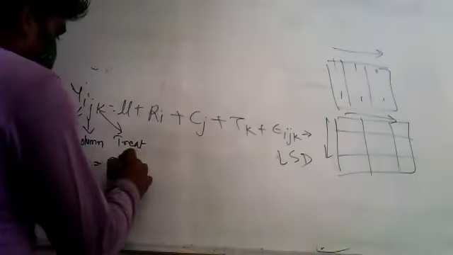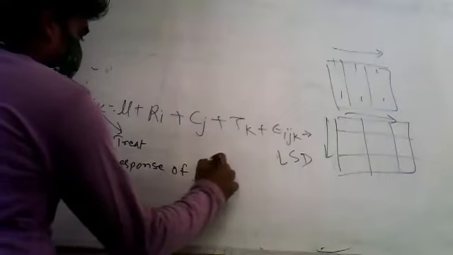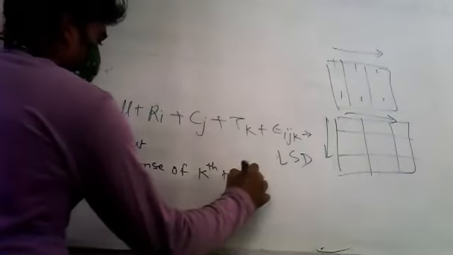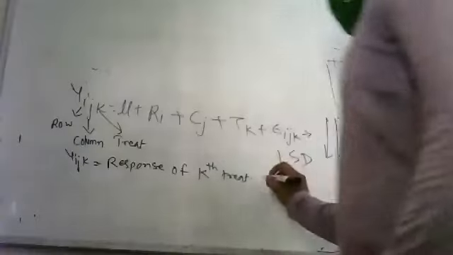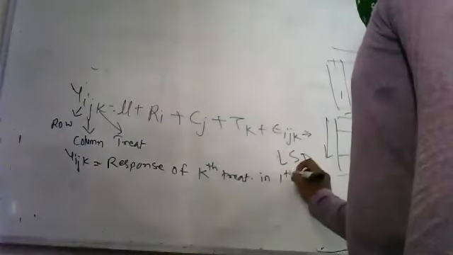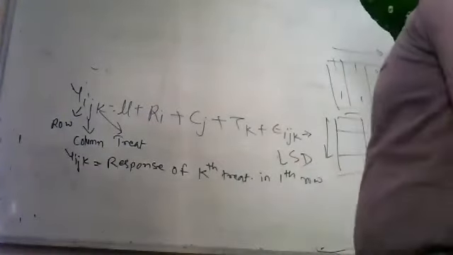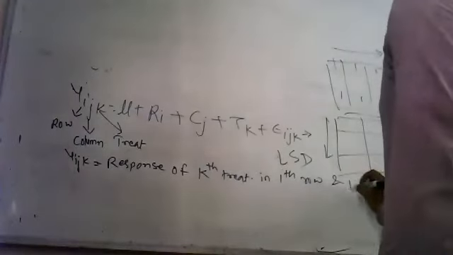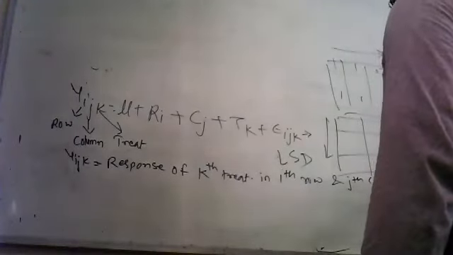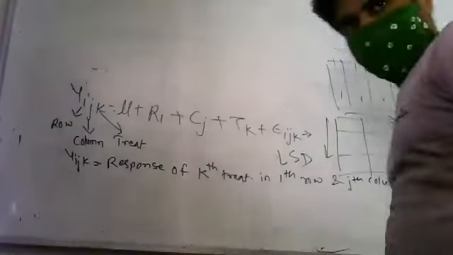Yijk is the response of kth treatment in ith row and jth column, okay.